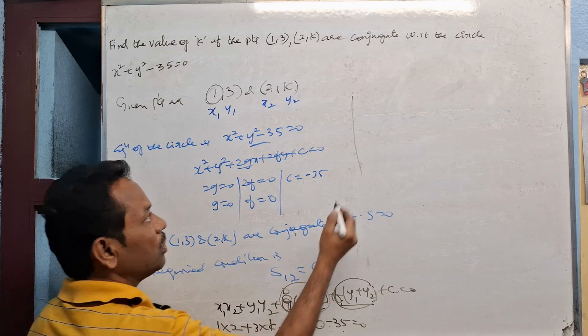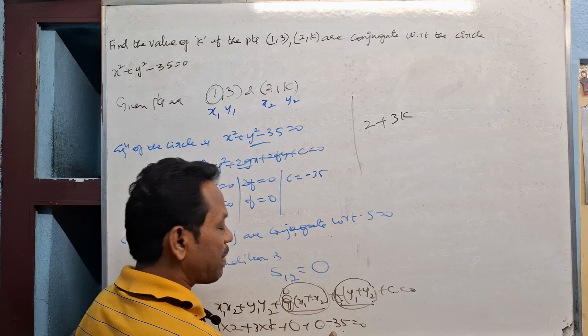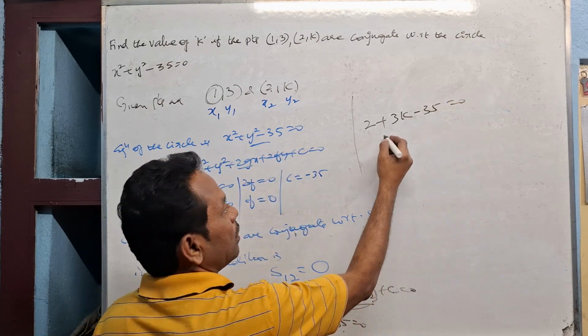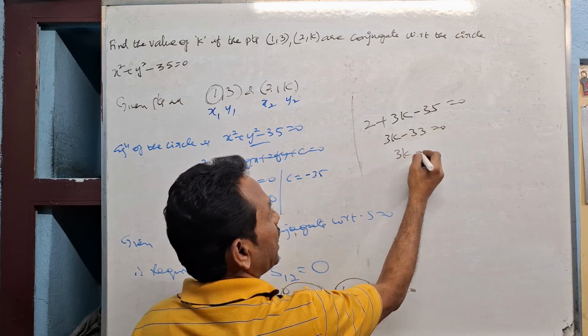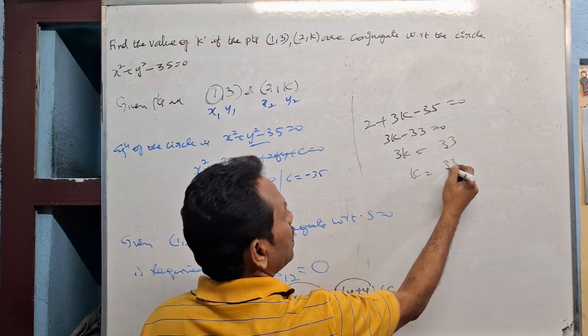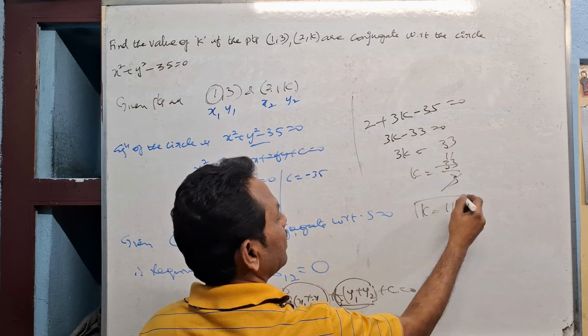1 into 2, 2, plus 3 into k, 3k, minus 35 equal to 0. Now 3k, I'll get minus 33 equal to 0. 3k equal to plus 33. So k equal to 33 by 3. 3 ones are 3, 3 11s are 33. The value of k is 11.